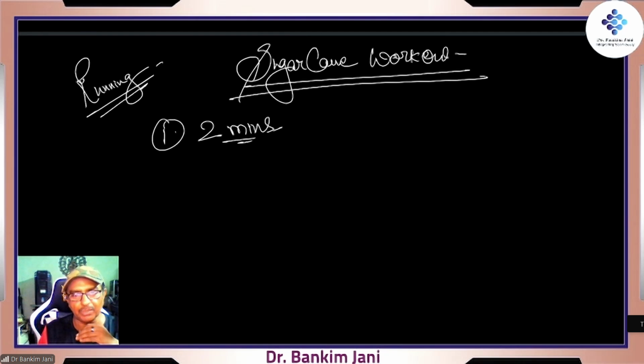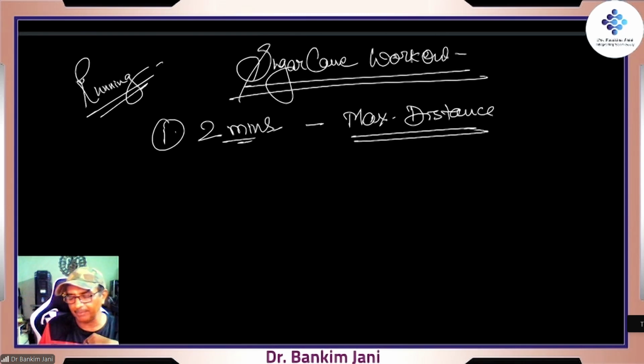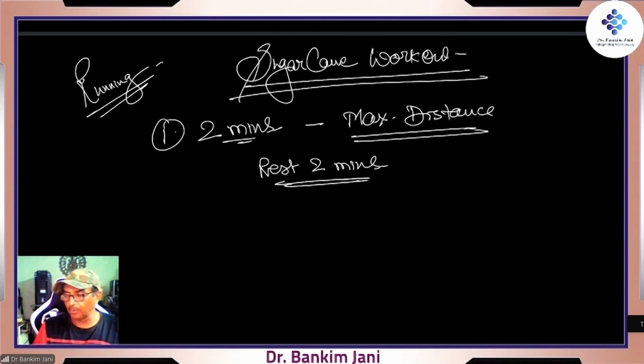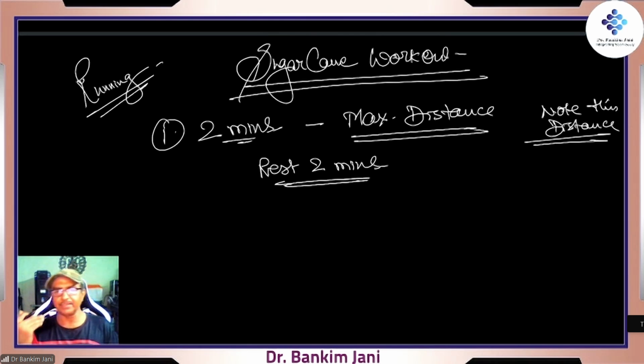Give your heart and soul and run. If you're tired, don't stop, 2 minutes. Go for the max distance, whatever you can. After these 2 minutes, you should be drained out. Give your heart and soul and go all out. Rest for 2 minutes. Note this distance. Now, just for a simple understanding, in 2 minutes, let's say we covered a distance of 300 meters. Roughly 300 meters.